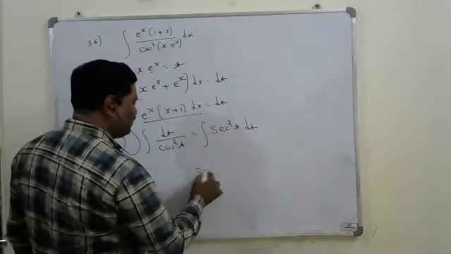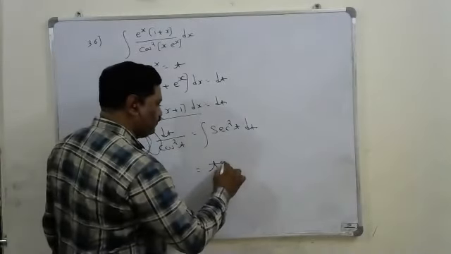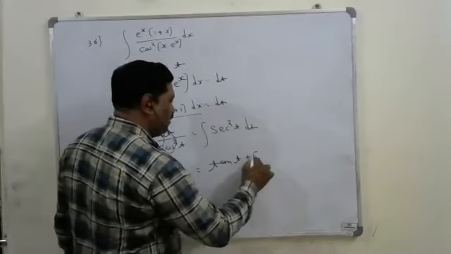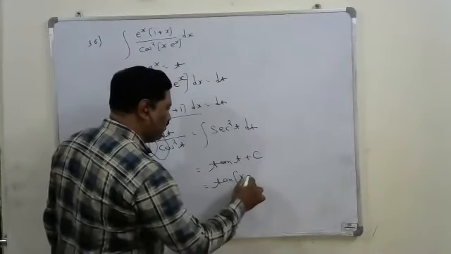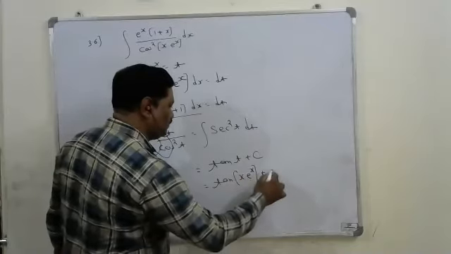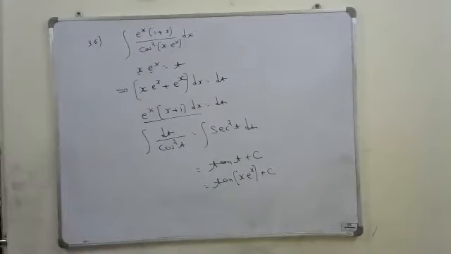You know that the integral of secant square t is tan t plus c. Therefore, the answer is tan of, where t we have taken as x into e power x, plus c. So the answer is tan of x into e power x plus c. Take that.